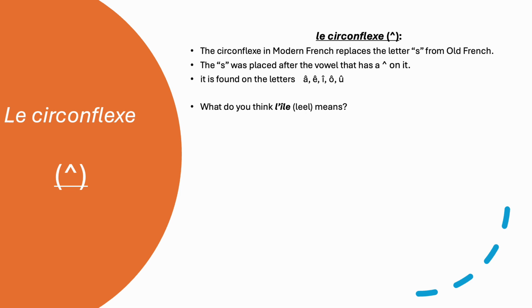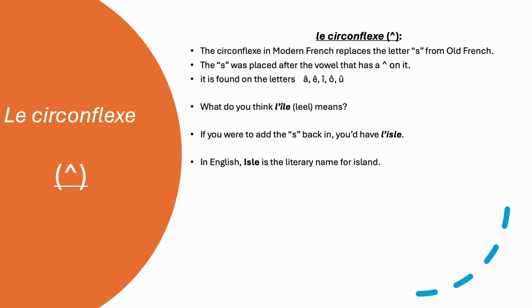Think carefully. Pause before moving forward. See if you can figure it out. If you were to add the S back in, you'd have Lisle. In English, Isle is the literary name for island, as in the Emerald Isle is Ireland.